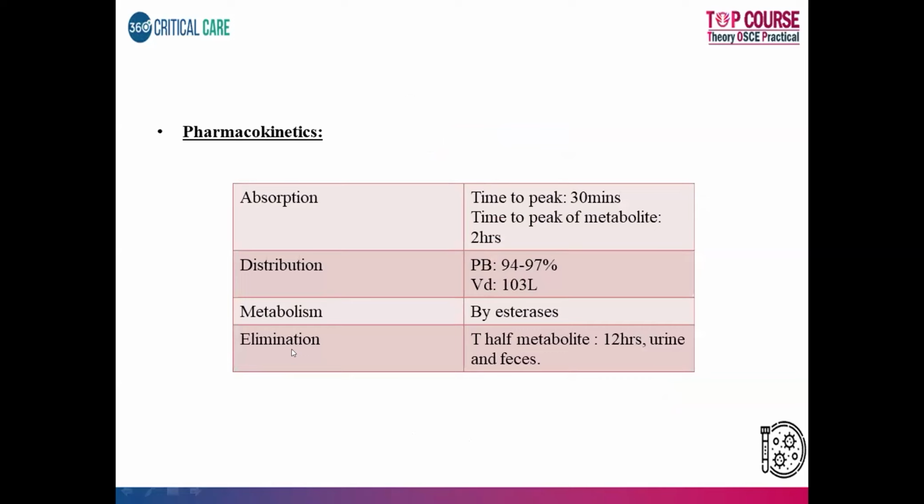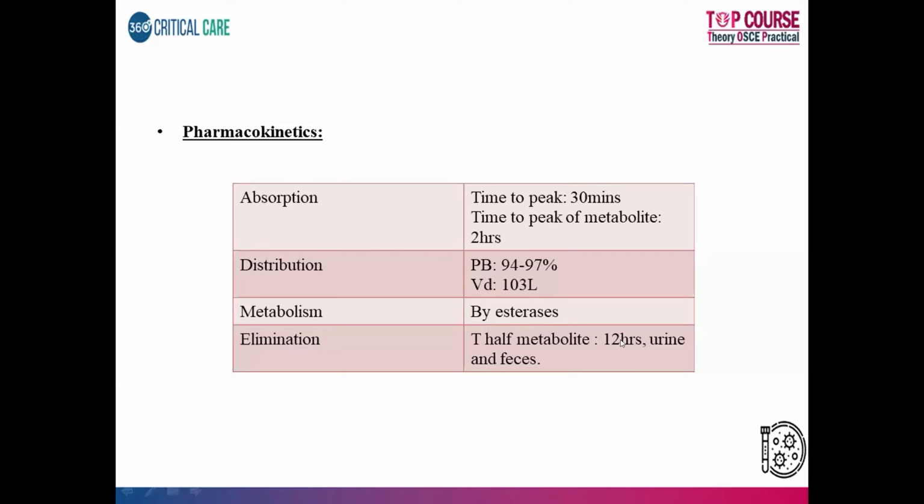Now coming to the pharmacokinetics. So absorption, the time to peak is around 30 minutes, whereas the time to peak of the metabolite, the active form of the sacubitril, is around 2 hours. Coming to the distribution, the protein binding is around 94 to 97%, whereas the volume of distribution is around 103 liters. Metabolism I've already discussed, by esterases. And what is the T half?